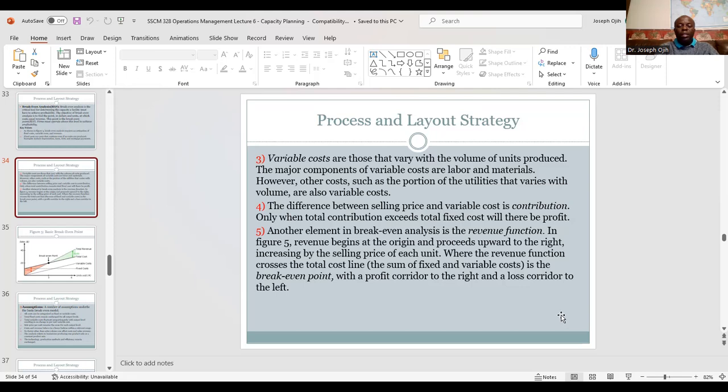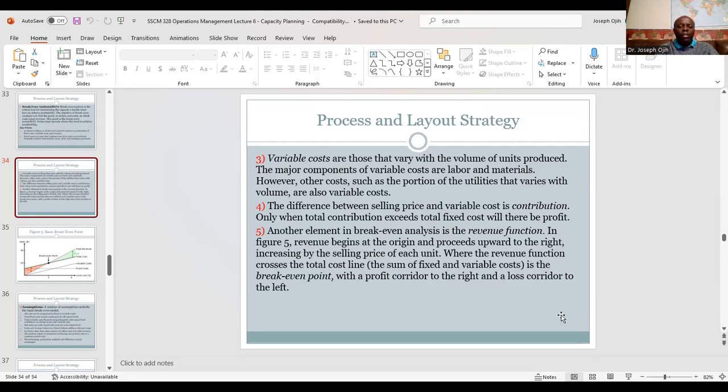At times the cost of utilities can also vary with the scale of production, because when you produce more, you use more energy. So other costs, like a portion of the utility that varies with volume, are also variable costs. Now, the difference between the selling price and the variable cost is what is called a contribution. Only when contribution exceeds total cost will there be a profit.